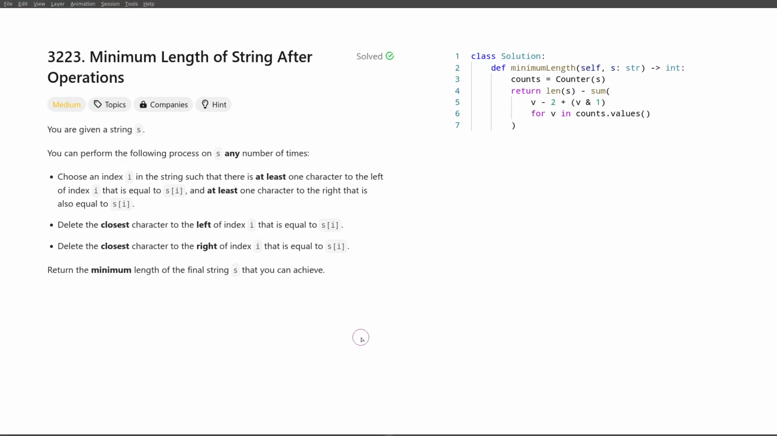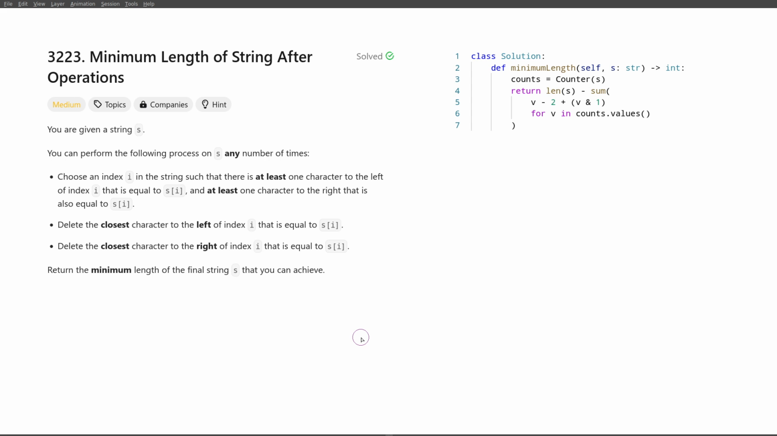Hello everyone, today we'll talk about the solution to the problem minimum length of string after operations. Really, the essence of this problem is to understand what this operation actually is and how we can simplify it, and when we simplify it the solution will become obvious. Because here there are some very specific things given to us.